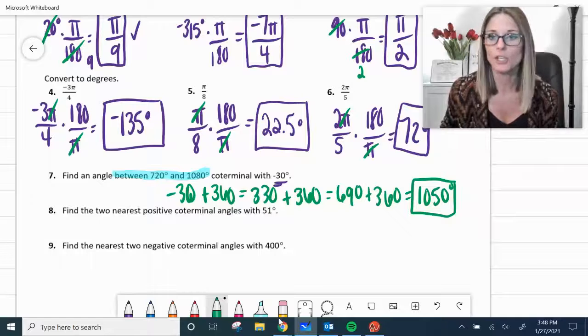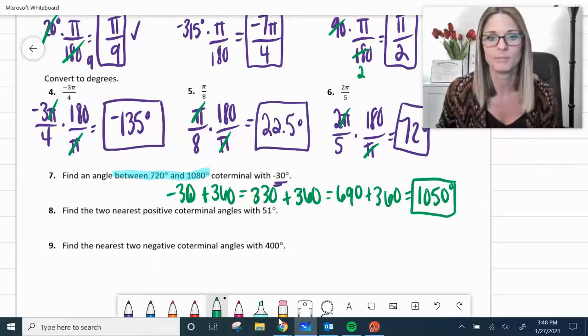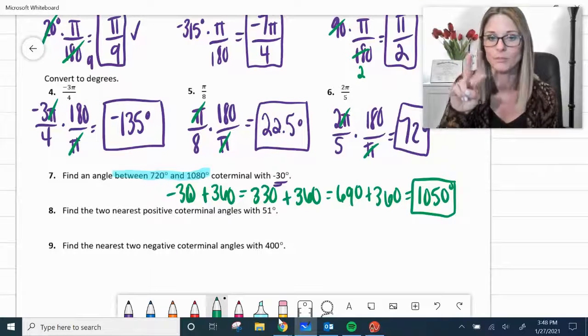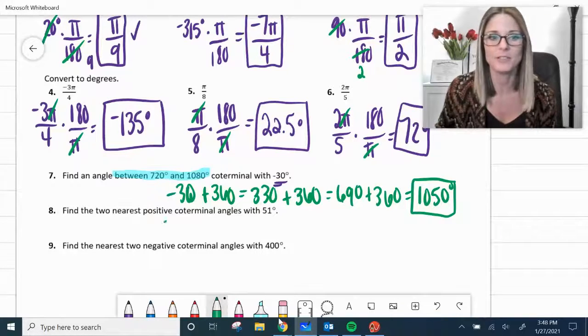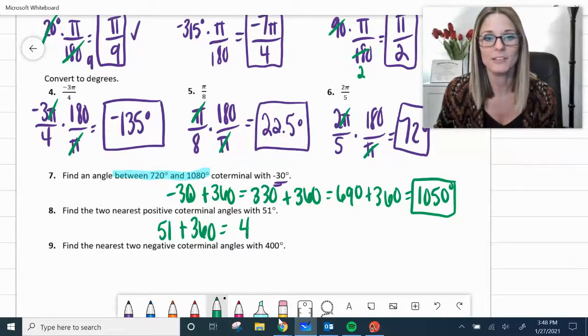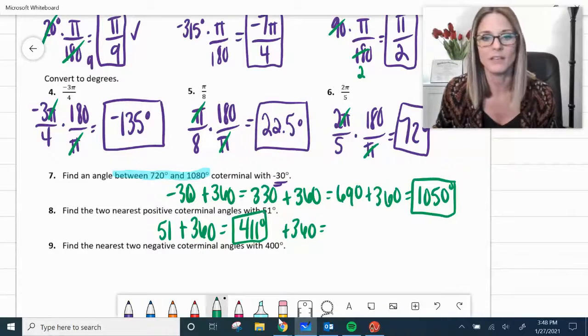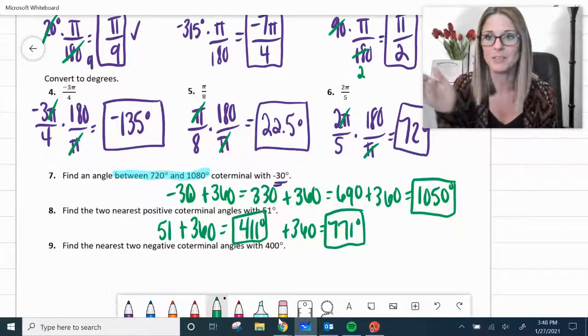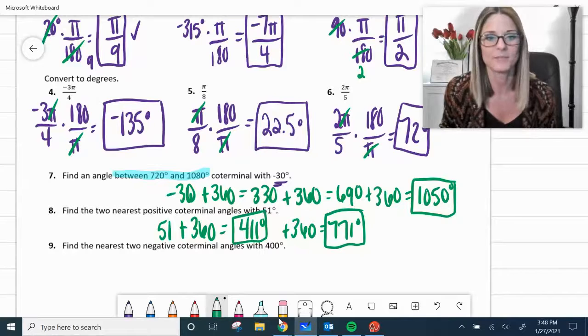Number 8, find the two nearest positive coterminal angles with 51. Find the two numbers that are as close as possible and positive with 51. So take 51, add 360. I'll get 411 degrees. There's one answer. I'm supposed to have two, so I'm going to add another 360 to find the next positive coterminal angle. That gives me 771 degrees. Two positive coterminal angles with 51 degrees.